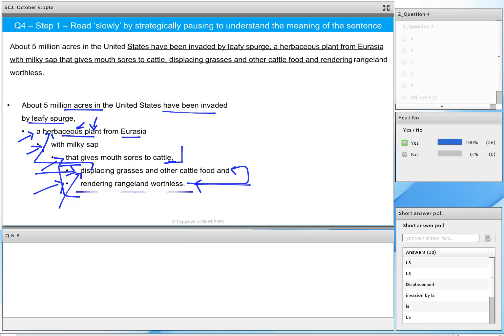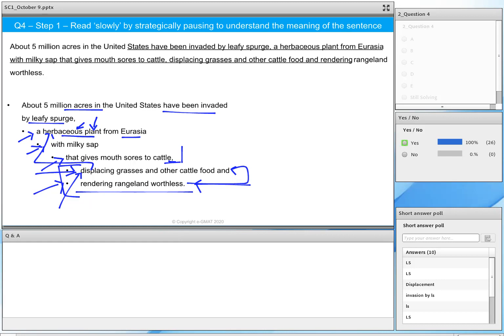When we understand that these two modifiers are giving me this meaning, but I know for sure that that meaning does not make sense, I do not stop there. I take it a step further and I ask myself, what will make sense in this context? I know displacement is done by leafy spurge, so this action of displacement has to be somehow connected with leafy spurge. Here, I am not able to predict my original answer choice, but I know for sure that I want to see the action of displacement connected with leafy spurge or herbaceous plant. And then rendering rangeland worthless should actually be presenting the outcome of this displacement, because the displacement leads to the uselessness of the grazing grounds.